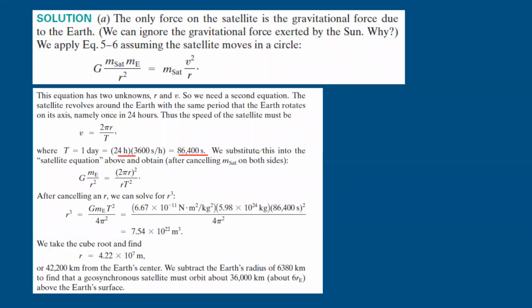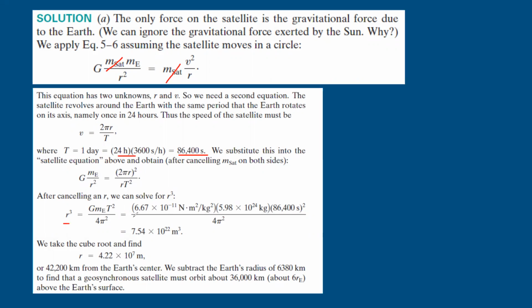In this case, we substitute this into the satellite equation above and obtain, after canceling M_sat on both sides. Here, the mass of the satellite can be cancelled because it appears on both sides. If you solve for R, you substitute here the V with 2 pi R over T. It will be squared, so 2 pi R over T should also be squared. Rearranging the equation, it will give you r cube. After canceling an r, we can solve for r cube. One r is cancelled in this case.